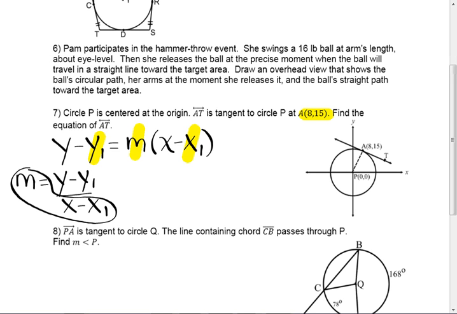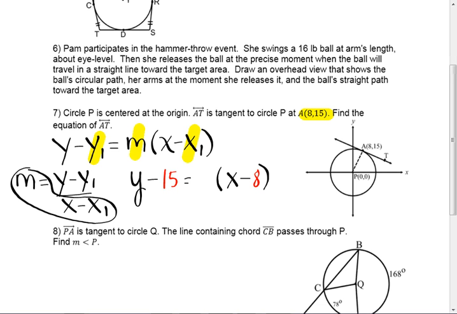So it's y minus, what's my y coordinate here? Look at the picture. What's the y coordinate? TJ? 15. Equals my slope. I'm going to leave that for a moment. And it's x minus the x coordinate. I always do what's easy first. Cole, what's the x coordinate? 8. Now for the hard part.